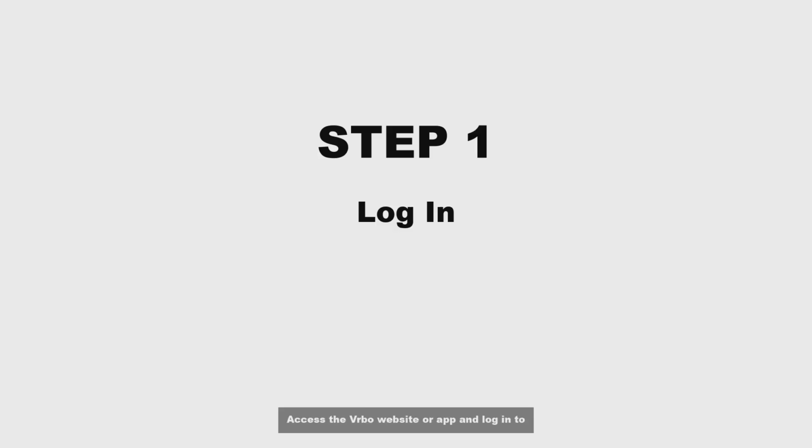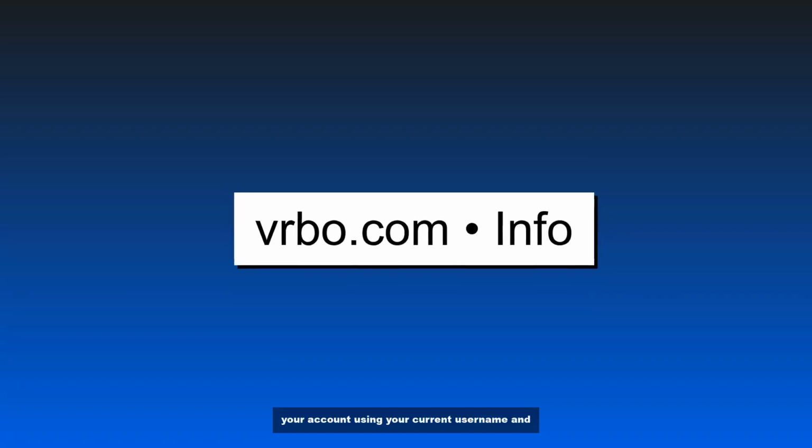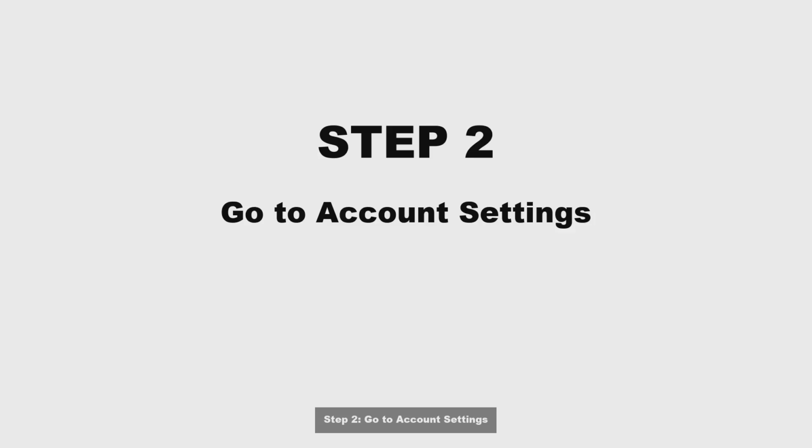Changing your username on Vrbo is a straightforward process. Follow these steps to update your username easily. Step 1. Log in. Access the Vrbo website or app and log into your account using your current username and password. Step 2. Go to Account Settings.